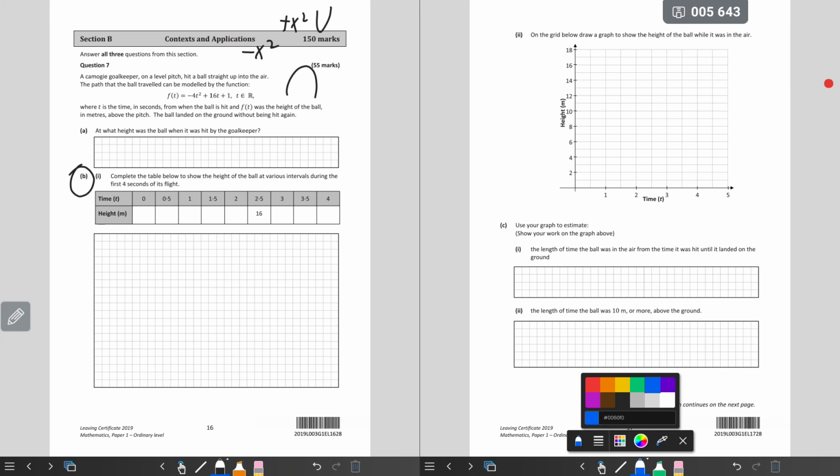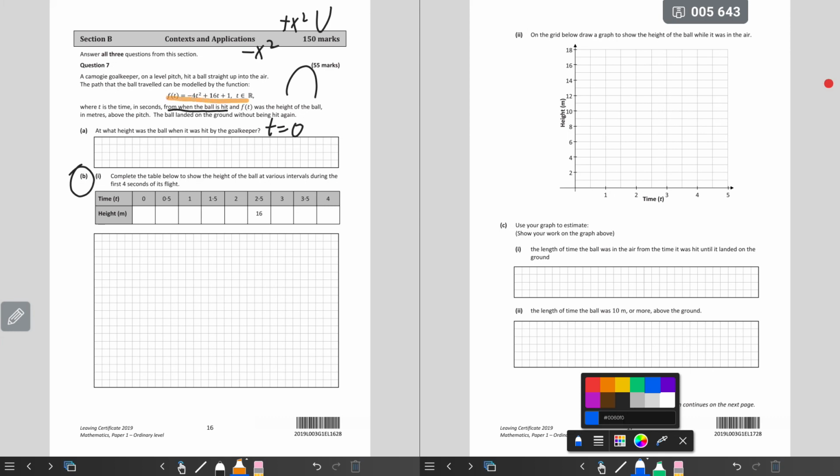Right. At what height was the ball when it was hit by the keeper? I got this question at the start. So when it was hit, the time's taken to be 0. Here t is the time in seconds from when the ball is hit, and the initial time, you're subbing in 0. And f(t) was the height of the ball in meters above the pitch. The ball landed on the ground without being hit again. So how would I work out the height of the ball when it was hit by the keeper?